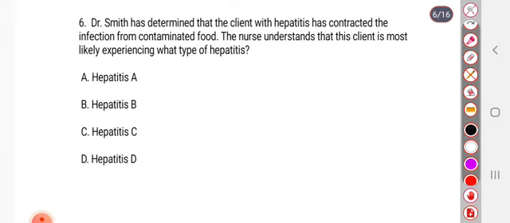Dr. Smith has determined that the client with hepatitis has contracted the infection from contaminated food. The nurse understands that this client is most likely experiencing what type of hepatitis? कंटामिनेटेड फूड के द्वारा कौन सा हेपेटाइटिस स्प्रेड होता है? ऑप्शन ए इज हेपेटाइटिस ए, ऑप्शन बी हेपेटाइटिस बी, ऑप्शन सी हेपेटाइटिस सी, ऑप्शन डी हेपेटाइटिस डी.